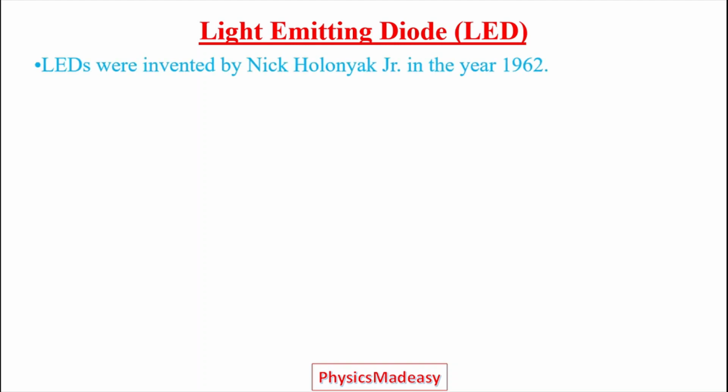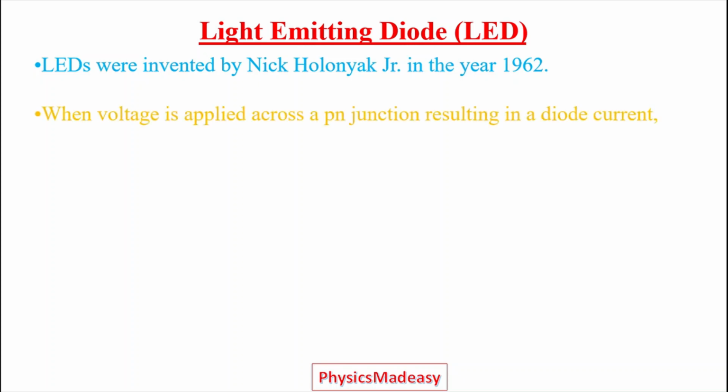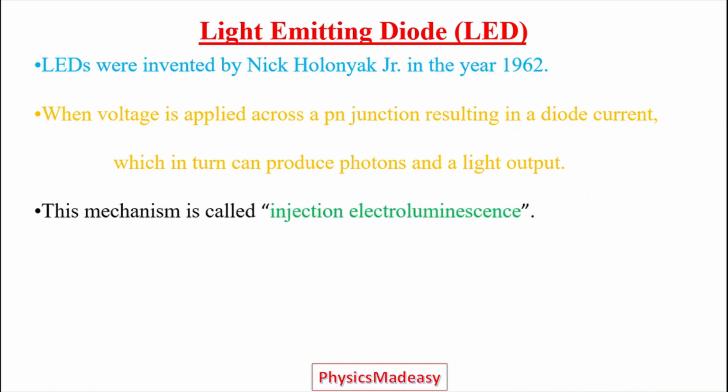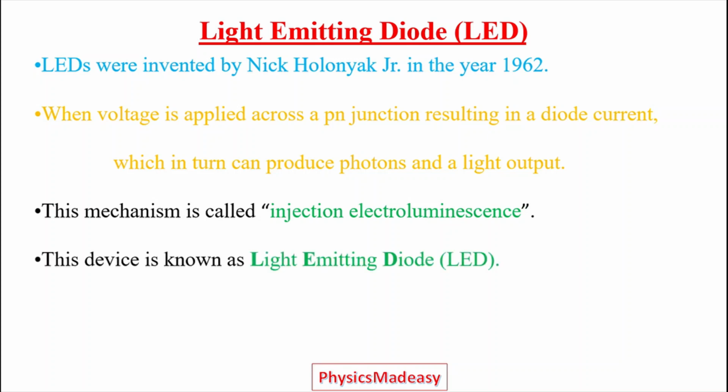The light emitting diode, in simple we call it LED, was invented by Nick Holonyak Jr. in the year 1962, and the color of that LED is red. When voltage is applied across the PN junction, resulting in diode current, which in turn can produce photons and a light output. This mechanism is called injection electroluminescence. So that device is known as light emitting diode. In simple, you can say it converts electrical energy to light energy.